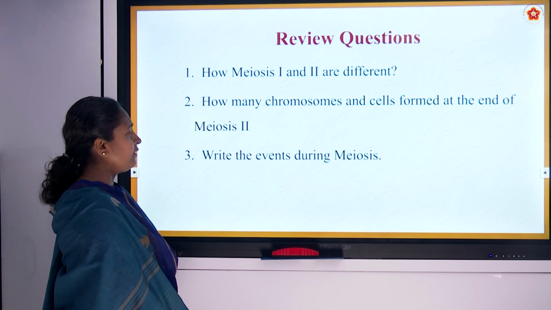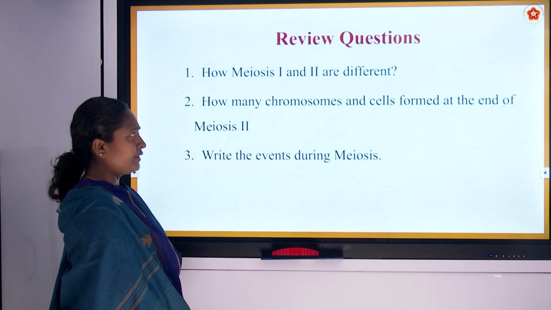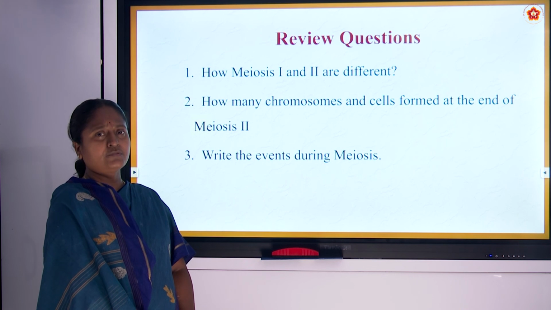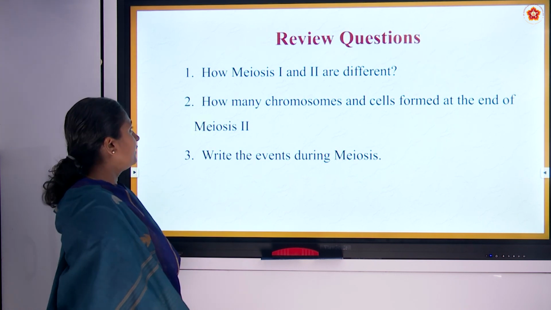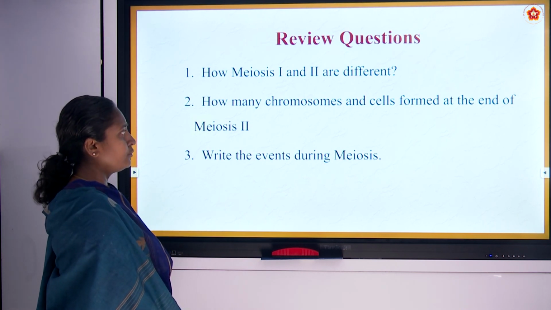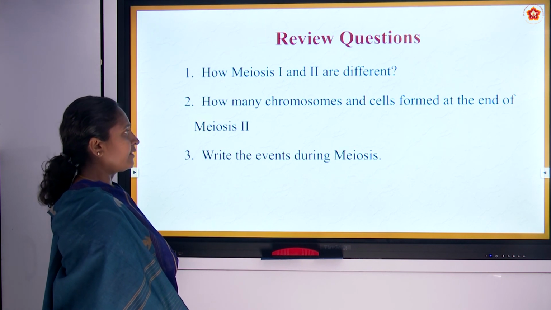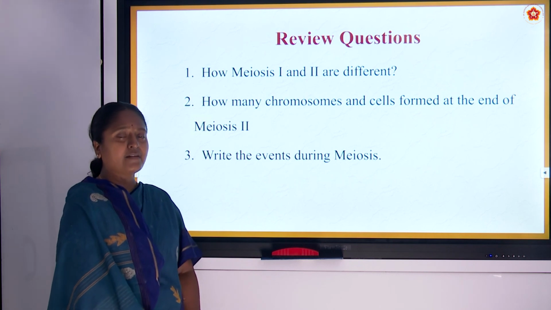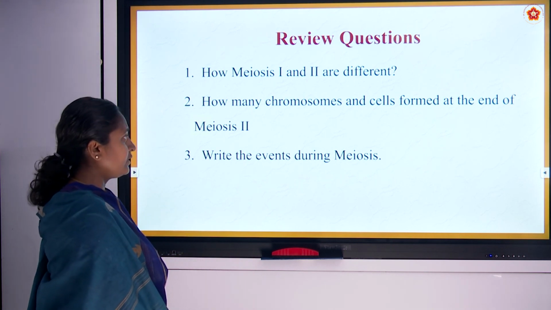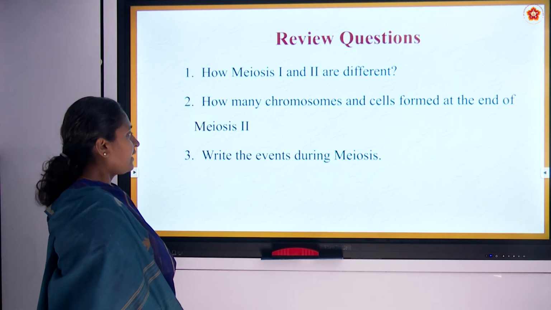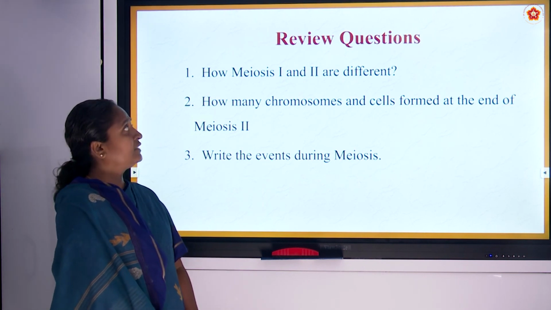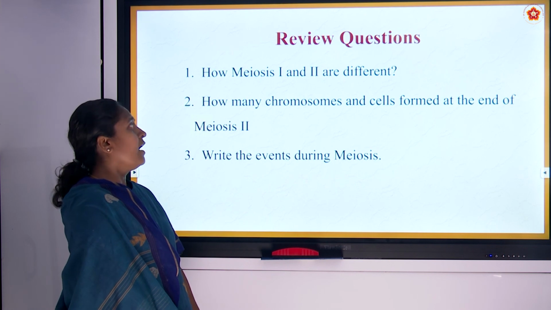How are meiosis 1 and meiosis 2 different? Here we have to explain the number of chromosomes and the number of cells formed. How many chromosomes and cells are formed at the end of meiosis 2? Only meiosis 2 is asked, so we have to understand the question and answer accordingly. Write the events which happen during meiosis. So these are some of the review questions asked.